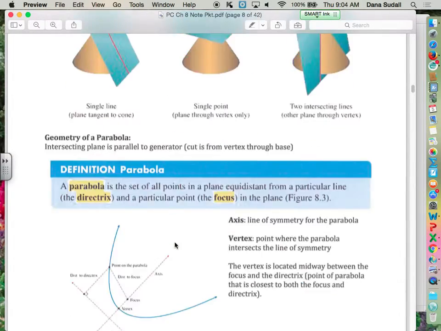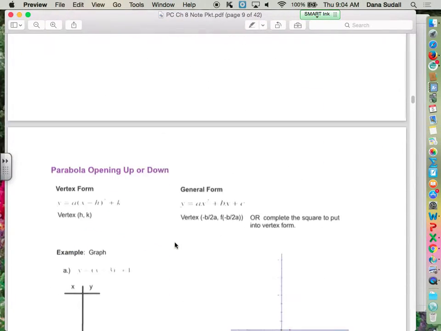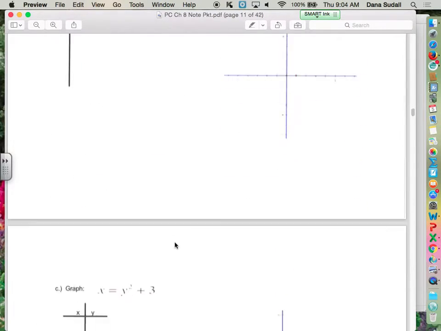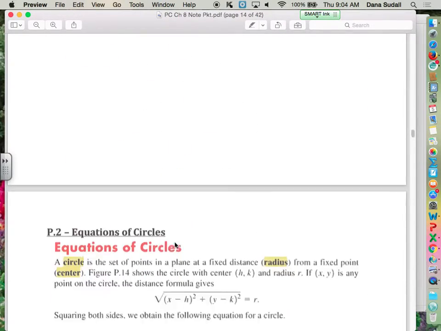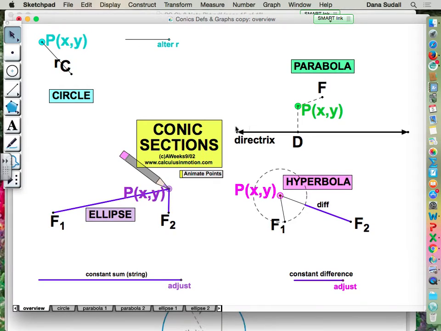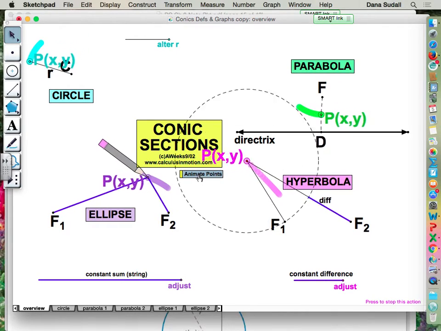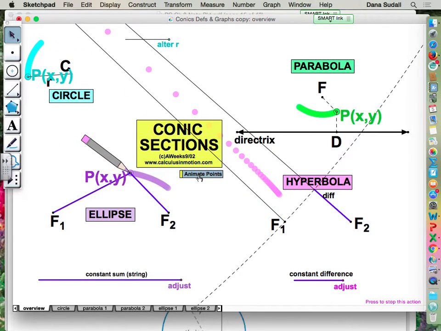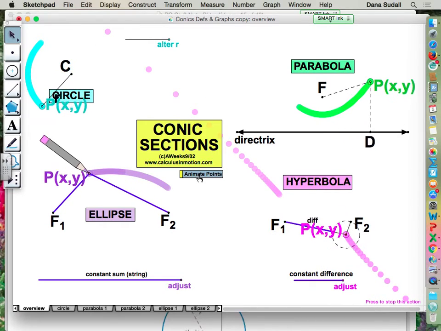It looks super confusing. If you page through your notes, we're going to circles to start. It comes right after the section on parabolas. So all of these conic sections can be formed. This is kind of a fun simulation to look at. Oh, maybe it doesn't. There we go.